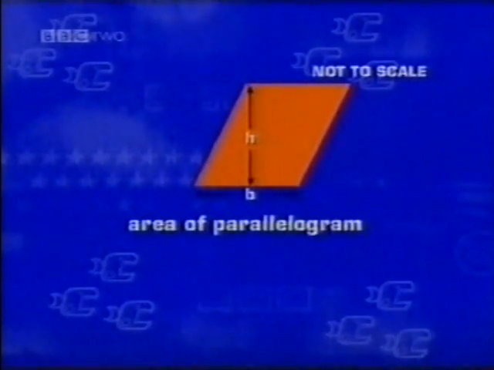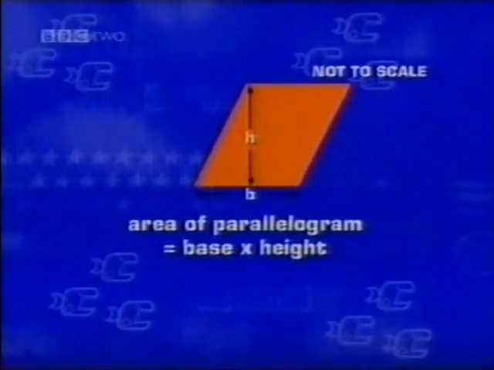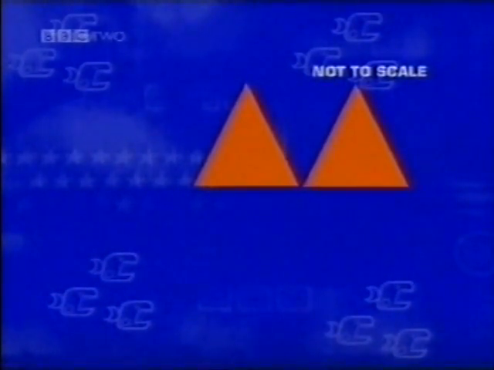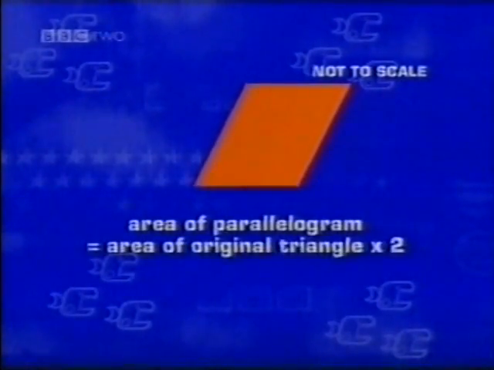The area of a parallelogram is base length b times height h, or b times h. Let's take another look at that triangle. Let's copy it, rotate the copy through 180 degrees and join it to the original triangle. Now we've made a parallelogram. The parallelogram should have an area that's twice the area of the original triangle.